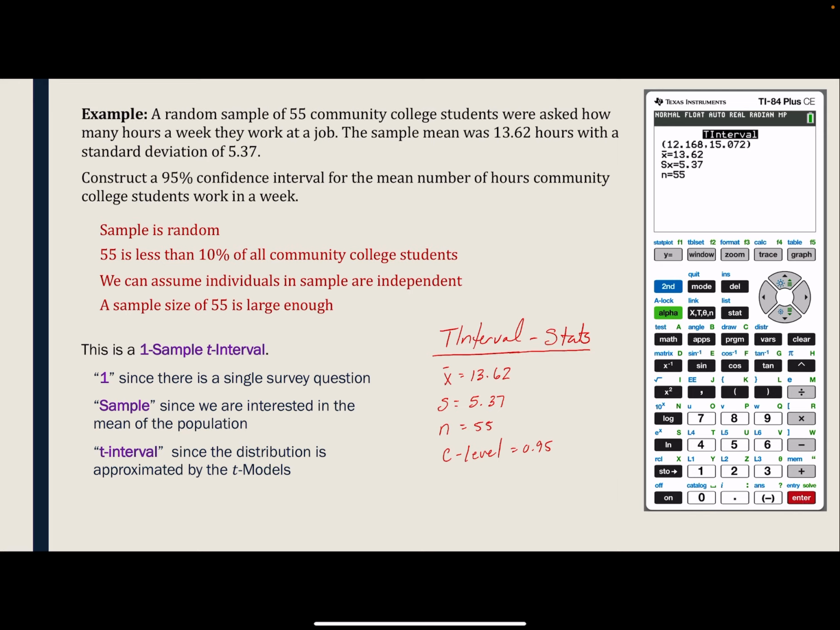And so we'll get an interval of 12.168 to 15.072. So we are 95% confident that the true mean hours worked by community college students is somewhere in this interval. So let's look more at that interpretation on the next page.